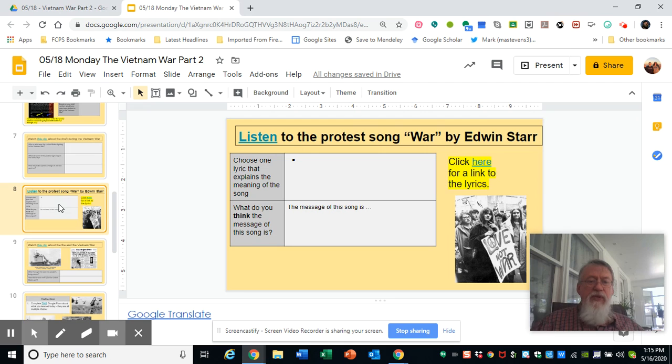It's on slide 7. Then on slide 8, you listen to this protest song by Edwin Starr. He was not the first person they wanted to record this song, but he did a very good job. It became very popular back then and since then. So look at the questions and then listen to the song. You can probably have it play captions if you need it to.